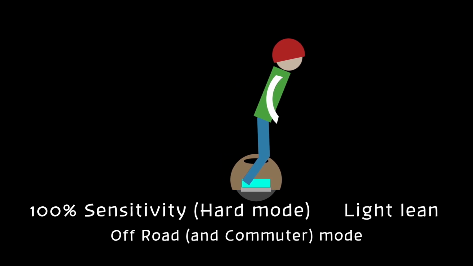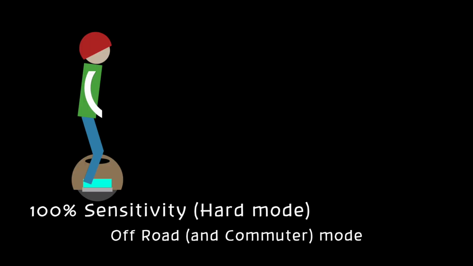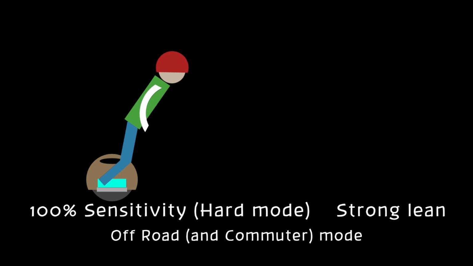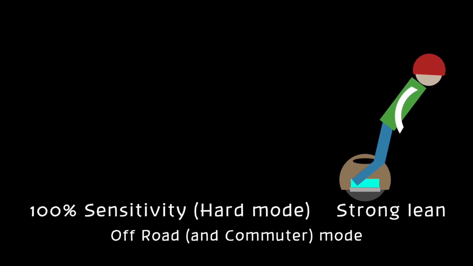Because the wheel is so sensitive in this setting, you have to bend your ankles and keep pushing, or the wheel will catch you and the acceleration will stop. If you lean harder, you have to bend your ankles even more, but the wheel will accelerate fast. And this is the setting that aggressive riders often like, although it can be exhausting.